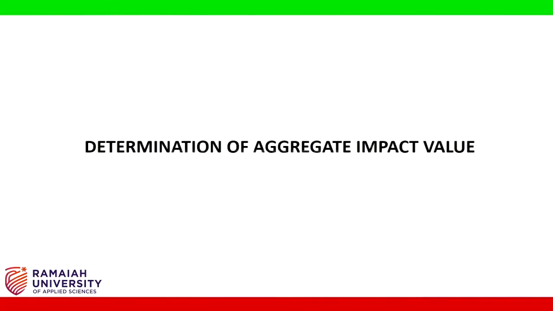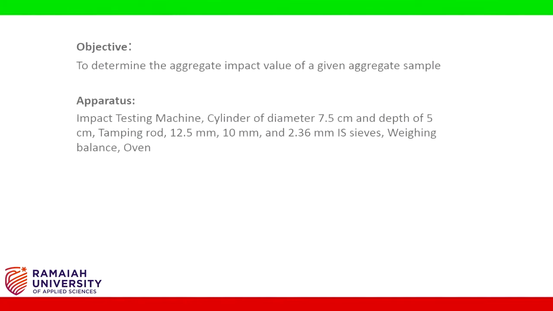Hello friends, with this experiment we are determining the aggregate impact value of a given aggregate sample. Apparatus: impact testing machine, cylinder of diameter 7.5 cm and depth of 5 cm, tamping rod, 12.5 mm, 10 mm and 2.36 mm IS sieves, weighing balance and oven.